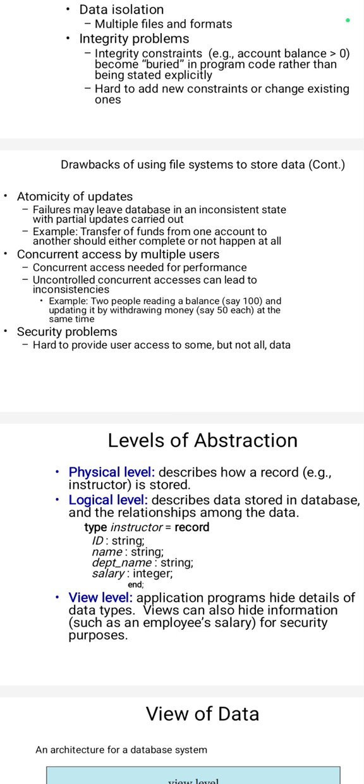So every database has three views: the physical view, the logical view, and the view level. The view level is the external view, which is how external users see the database. Application programs hide details of data types. Views can also hide information such as employee salary for security purposes.